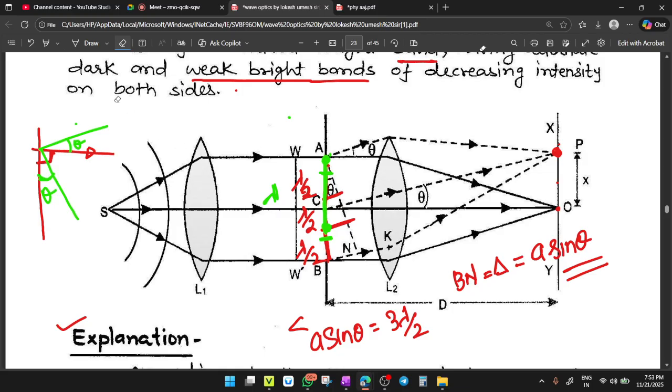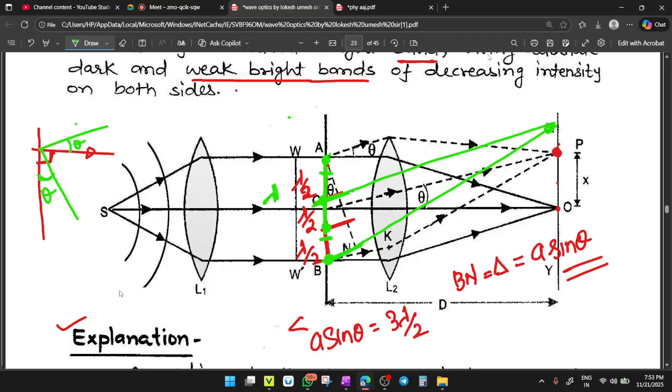Yes. Giving some more elaboration. If there is a point from here to here, now check what is the path difference from here to here. Again, it is lambda, lambda by 2 and lambda by 2. Clear? So they will form a constructive interference pattern.